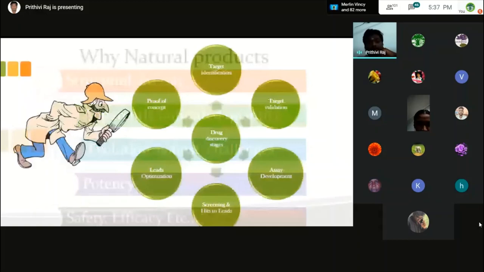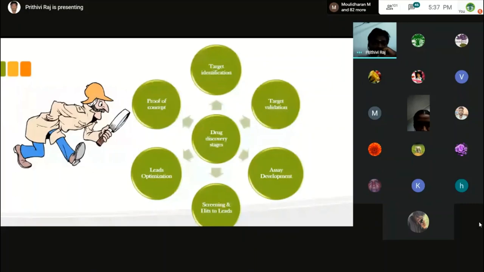Okay, what are the different stages of drug discovery? Number one, target identification, target validation, assay development, and third, screening, hits to leads, lead optimization and proof of concept. So these are the discovery stages. Without this, you can't say whether this is a drug or not.